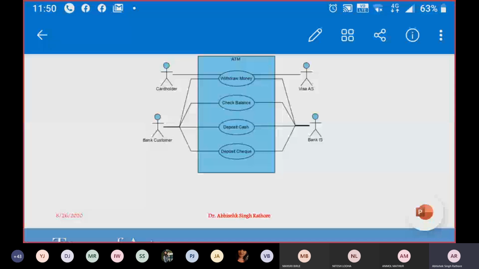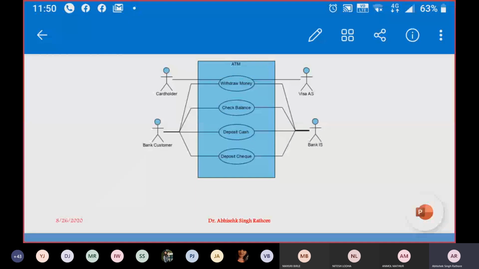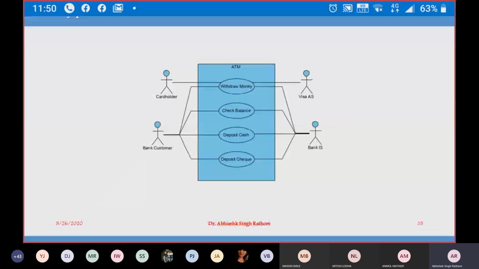So when we are going to identify which are the main actors and the supporting actors, just go by a simple rule: those who are getting services from your system are the primary actors, the users of your system who are getting services from your system are the primary actors, and those who provide input to your system are supporting actors.